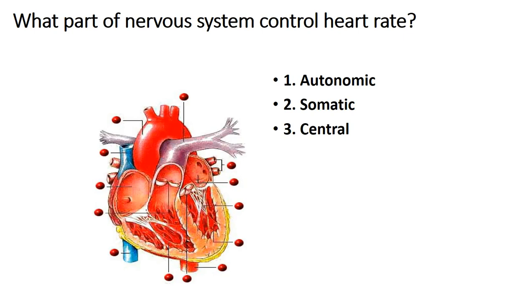So which part of the nervous system controls heart rate? Is it the autonomic, the somatic, or the central? Now remember, we went through this when we went through the nervous system. I'm going to be nice in this video and give you the answer. The answer is the autonomic nervous system. Remember, the autonomic controls parts of your body that you don't want to have to think about.